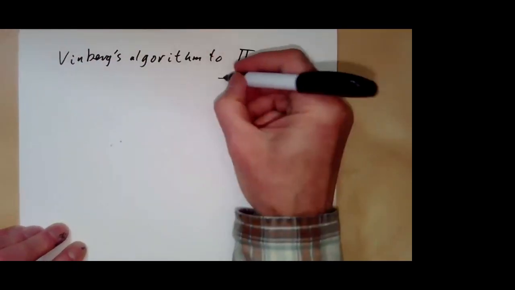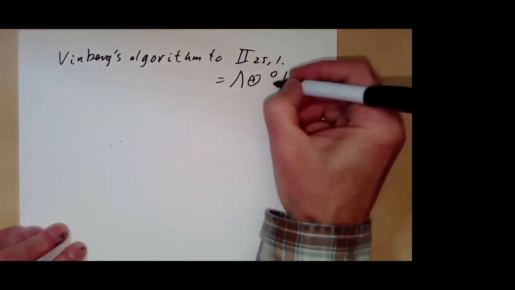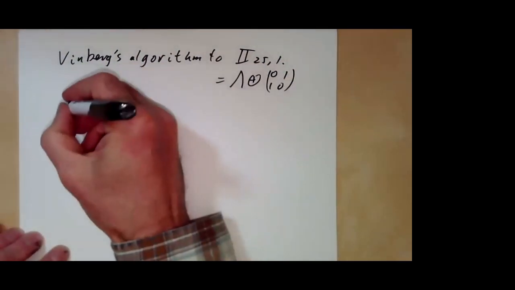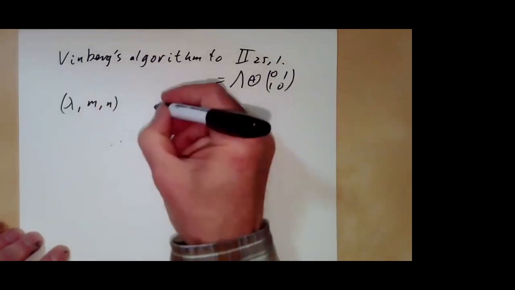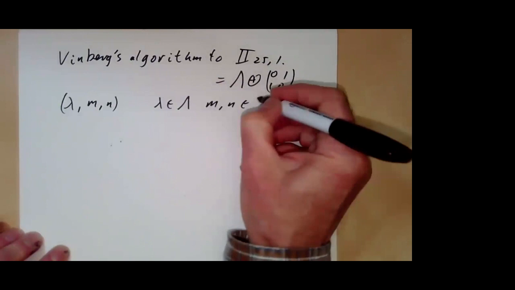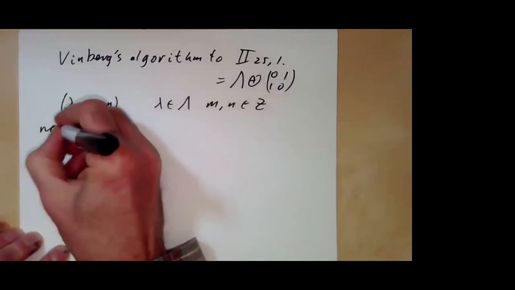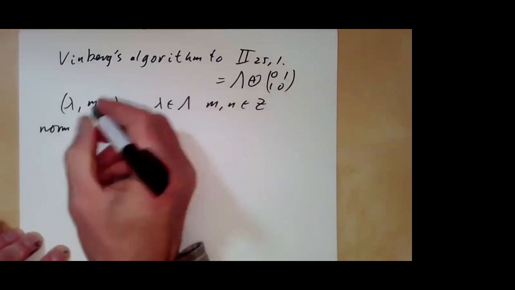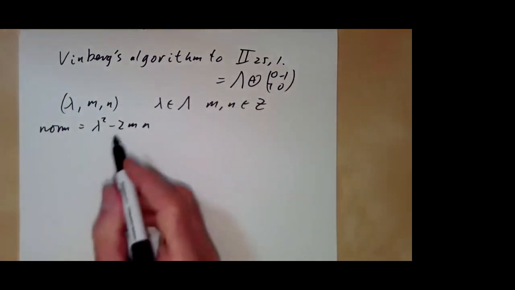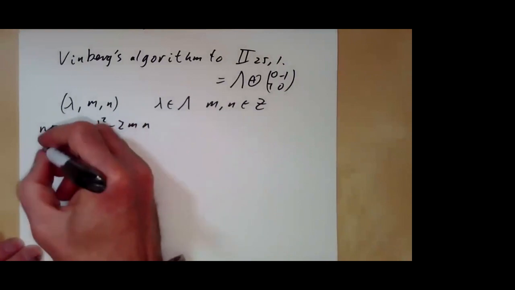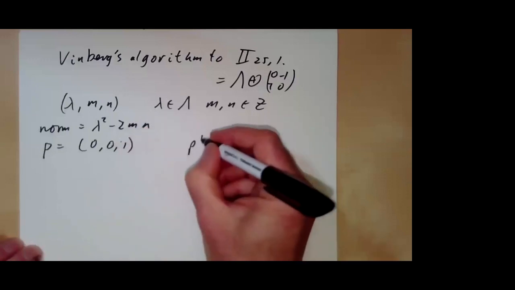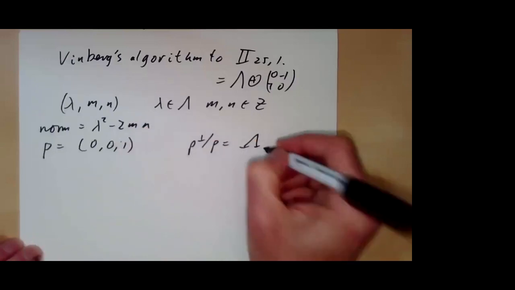And we're going to write this as the Leech lattice plus this little 2-dimensional hyperbolic lattice. So its vectors are going to be of the form (lambda, m, n), with lambda in the Leech lattice and m and n integers. And the norm is just going to be lambda squared minus 2mn. I'm putting in a minus sign here for no particularly good reason. And we're going to take our controlling vector, which I'm going to write as rho, to be (0, 0, 1). So rho perp over rho is the Leech lattice.